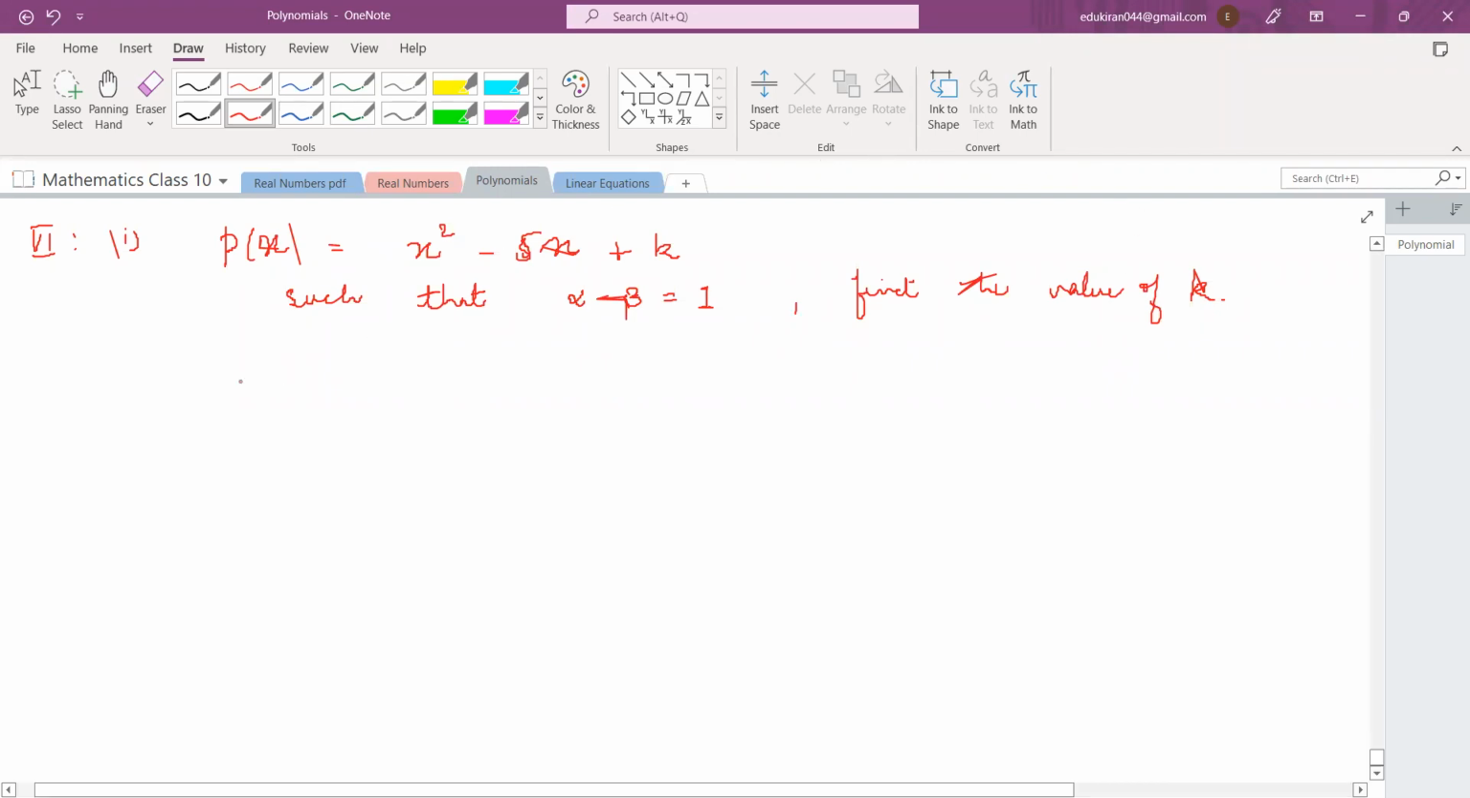So far we know that for any polynomial, you can write what is alpha plus beta and what is alpha beta, that you know, right? Yes. Okay, so write what is alpha plus beta, that is minus of b by a. So this will be minus and then minus of b, that is your minus 5 divided by 1, which is equal to 5. And then your alpha beta is c by a, that is k by 1, which is equal to k.